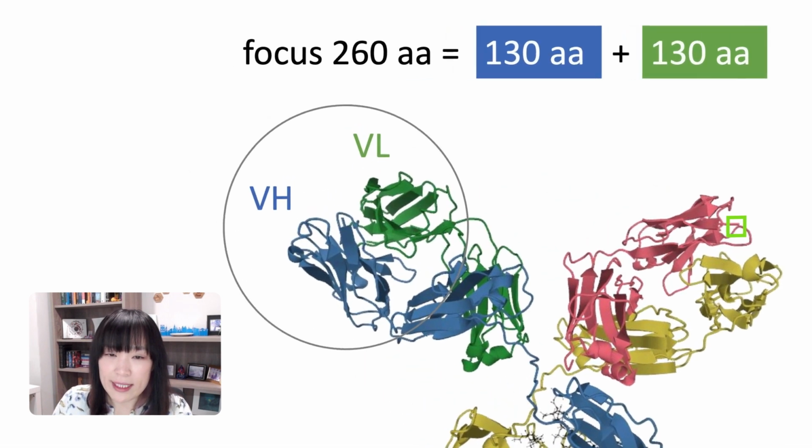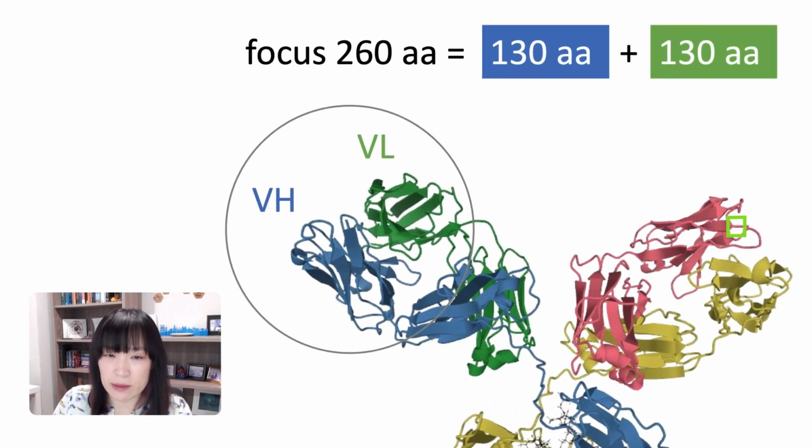If we zoom in on the lobster claw part of the antibody, we have 2 units called the VH and VL, or variable heavy and variable light. And those 2 are the important parts of the antibody. If you focus in on that area, that's about 260 amino acids total. About 130 comes from the VH, or the heavy chain, and about another 130 comes from the VL, or the light chain.